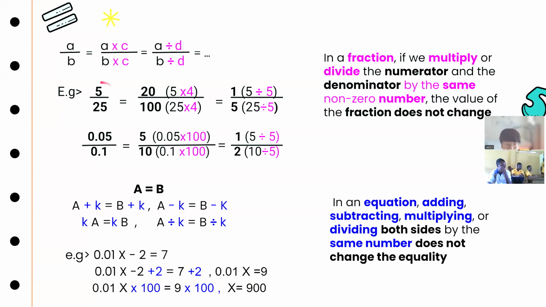So for example, 5 over 25 is the same fraction as 20 over 100 because we multiplied 4 on both sides. And this is also equal to 1 over 5. Why? Because we divided by 5 from 5 over 25. So it's 1 over 5.